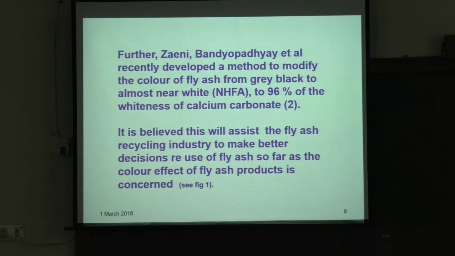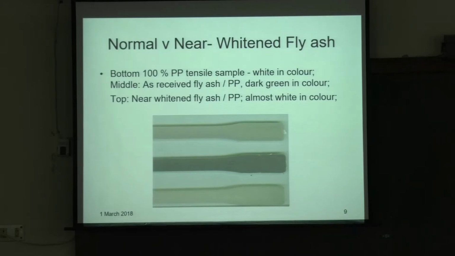Now, we developed a method to modify the color of fly ash from gray-black to almost near white, to 96% whiteness of calcium carbonate and also 95% whiteness of barium sulfate. And it was believed that this will assist the fly ash recycling industry to make better decisions regarding use of fly ash, so far as the color effect of the fly ash products is concerned. Now this is the result of our research.